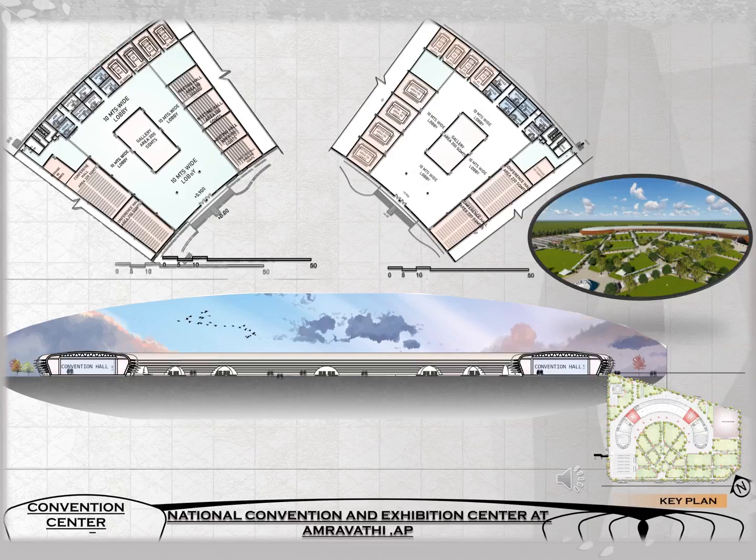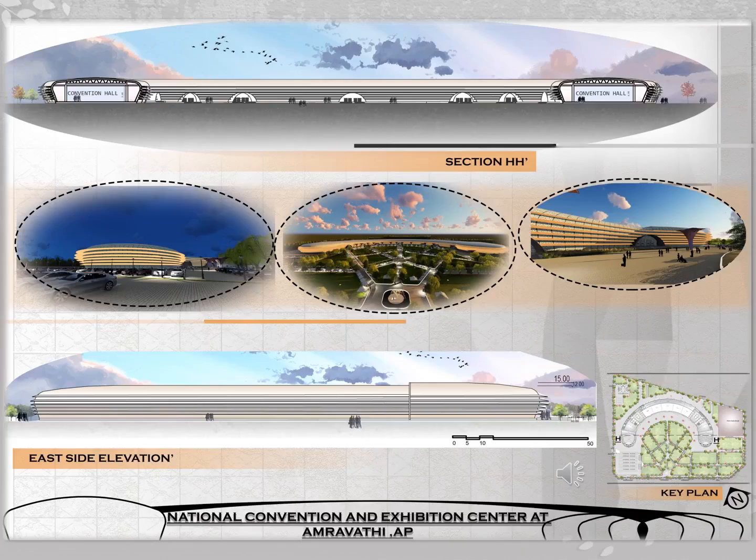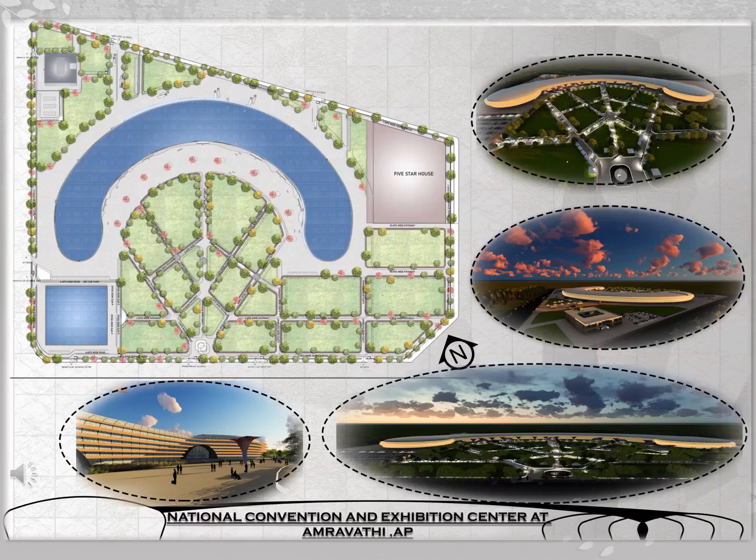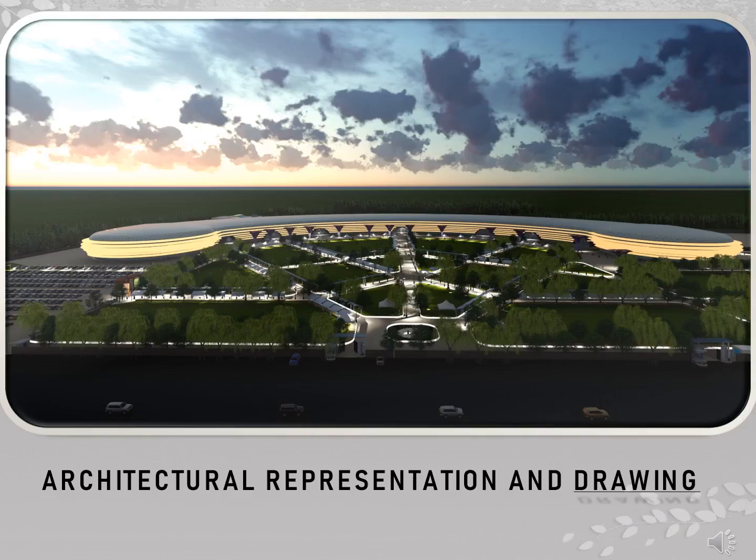Then the side sections of the convention hall and corresponding views, which cover the main view from the elevation, and the convention halls from eye level. Also, the east side elevation slide shows solar panels over its roofs and views from all four directions. Architectural representation and drawing.